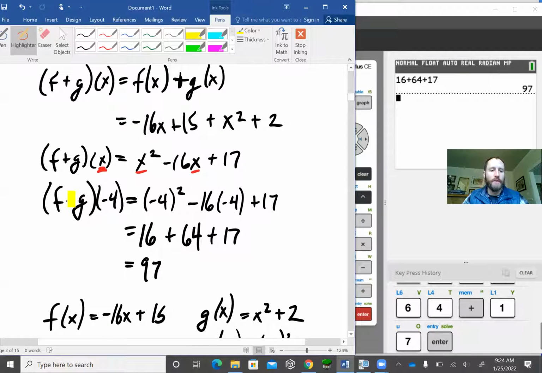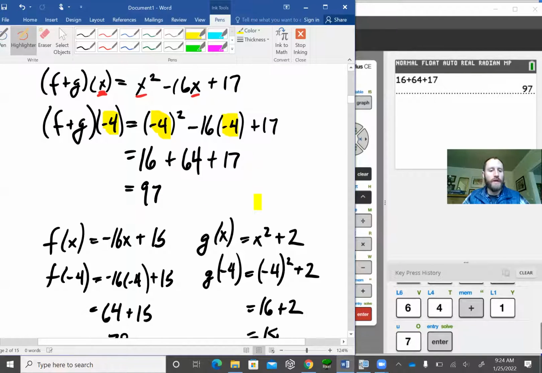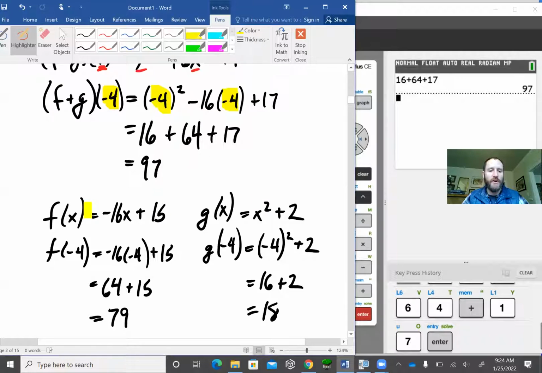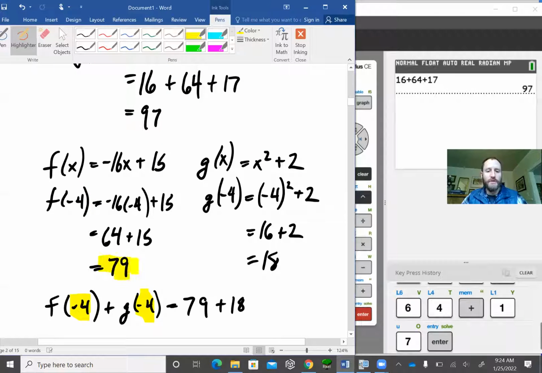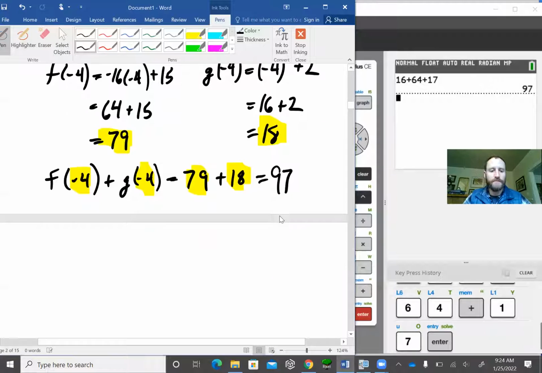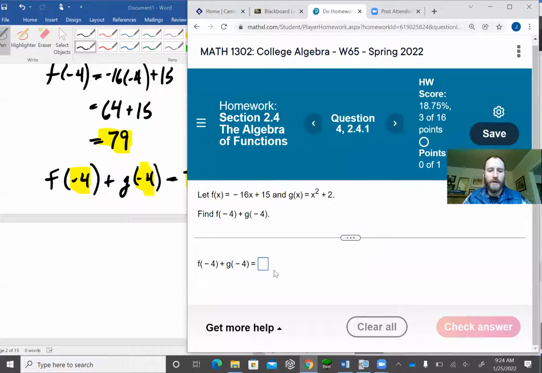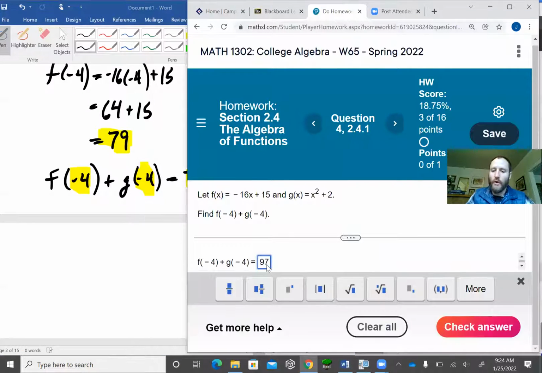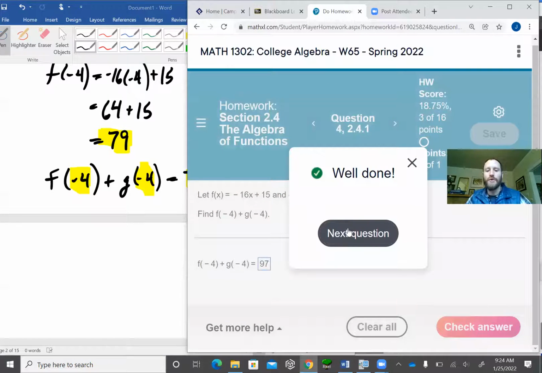You can find the new formula and then plug in -4 to the new formula like we did here, right? Or you can just leave the formulas as they are, find the two function values here and here, and then add those function values together like we did there, right? And you'll get the same thing. Both ways we got 97. Okay, it's kind of up to you. And I think going forward, what I'm going to do is I'm going to show you the way finding the new formula and then plugging the number into the new formula.